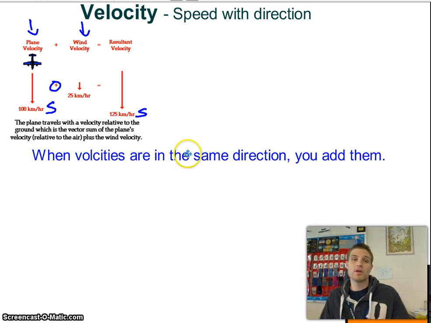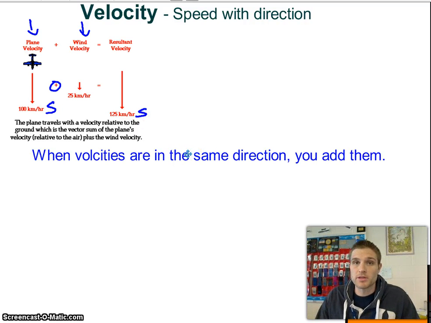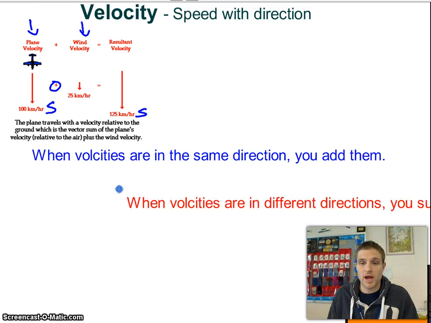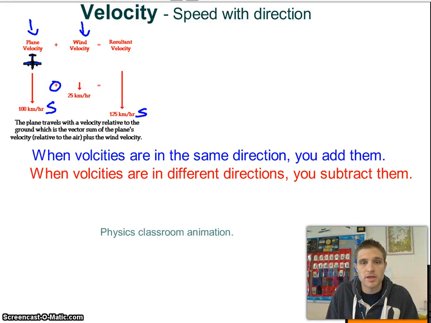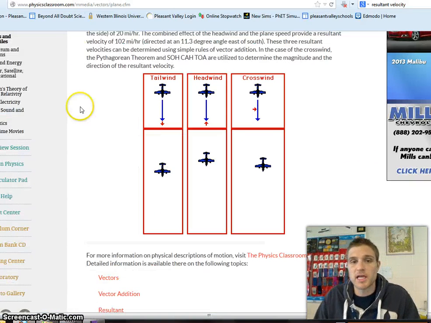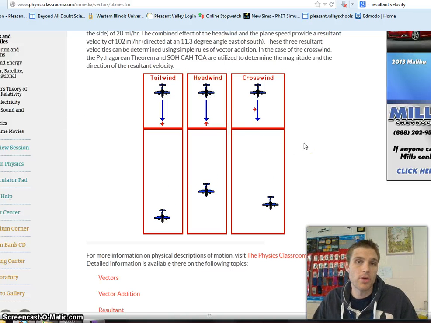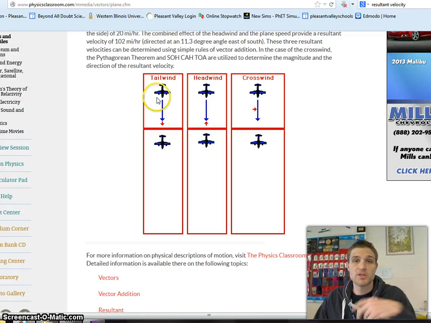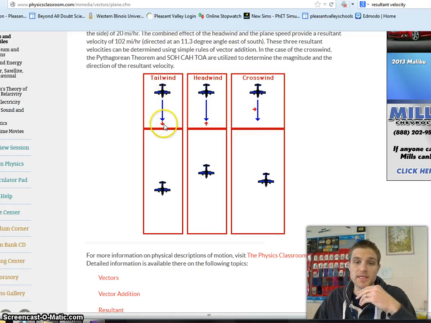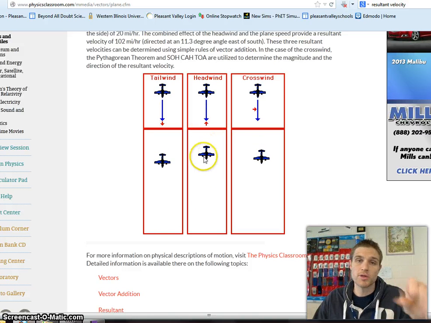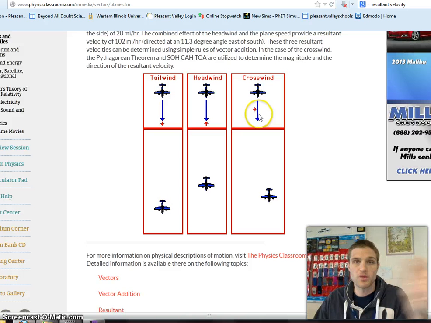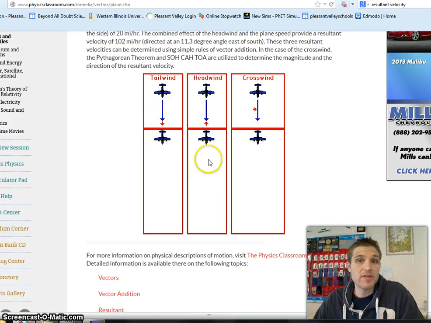Now, what do you think we're going to do if velocities are moving in different directions? You're right. We're going to subtract them. So we subtract them if they're moving in opposite directions. I have a little animation that I'd like for us to look at. If we look at this animation right here, we can see these three planes are actually going the same speed. But when we add in the velocities, this one has tailwind, which is actually helping it, or reinforcing its speed. This one has headwind, which means the wind is going straight into it, which slows it down. This one has crosswind, which means the wind is pushing it this way. So the velocity of these planes are different because of their resultant velocities, even though they started out going the same speed.